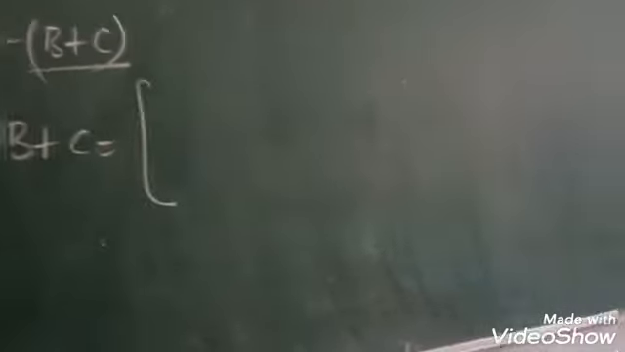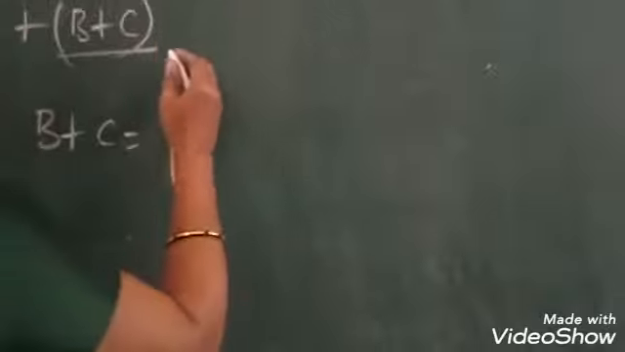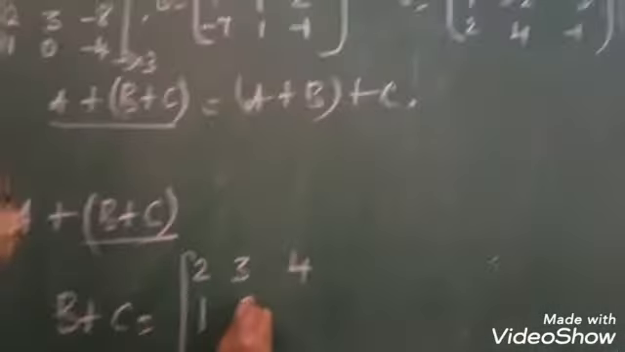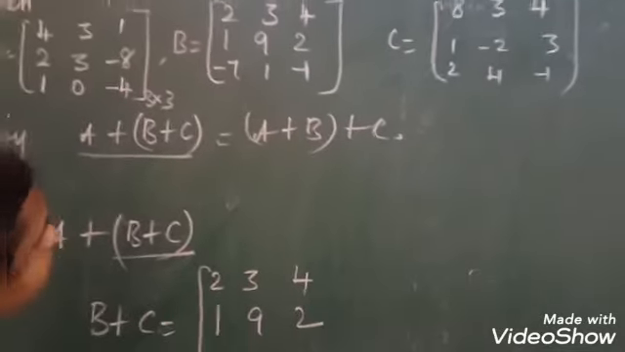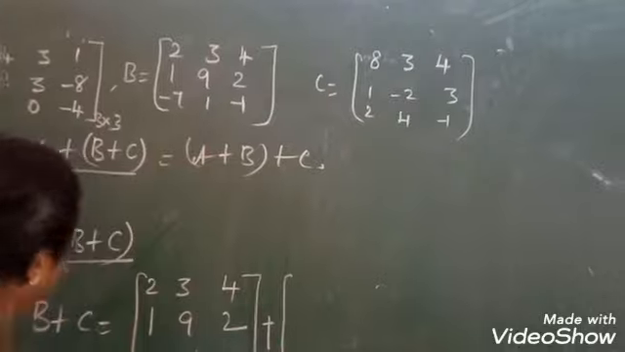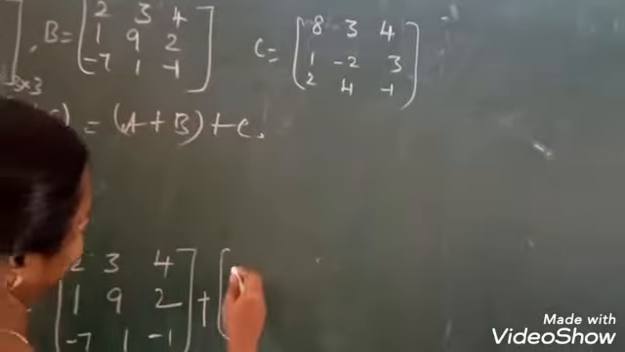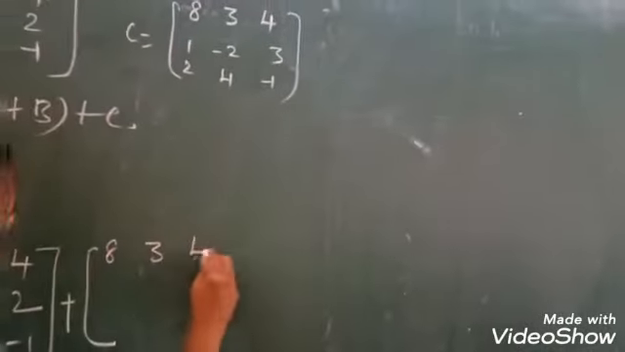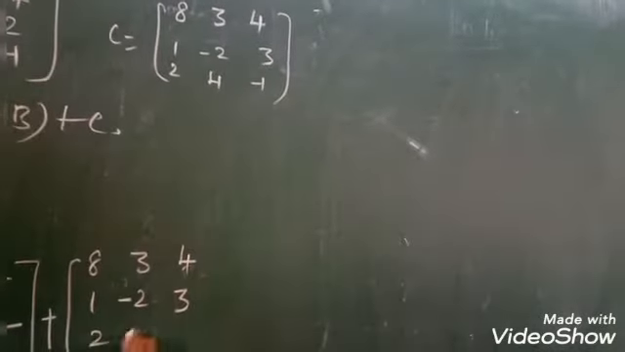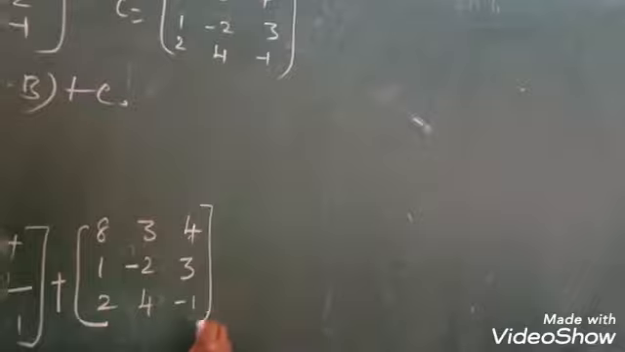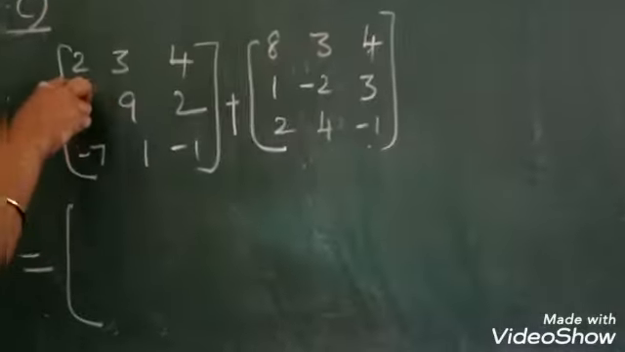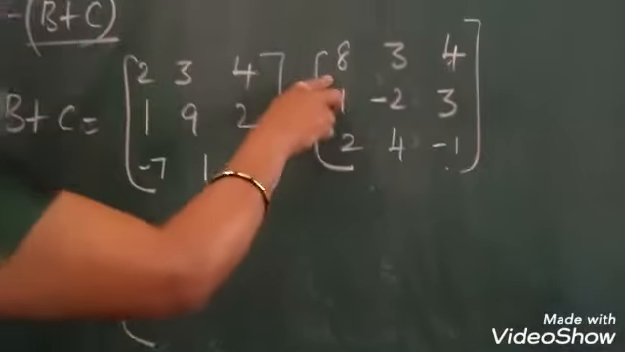First write the B side. What is the B matrix? 2, 3, 4. Then second row 1, 9, 2. Minus 7, 1, minus 1. This is the B matrix. Then add with the C matrix. What is the C matrix given? 8, 3, 4 in the first row. 1, minus 2, 3 in the second row. 2, 4, minus 1 in the third row. Now you have to add B and C. The first element in the B matrix and the first element in the C matrix.